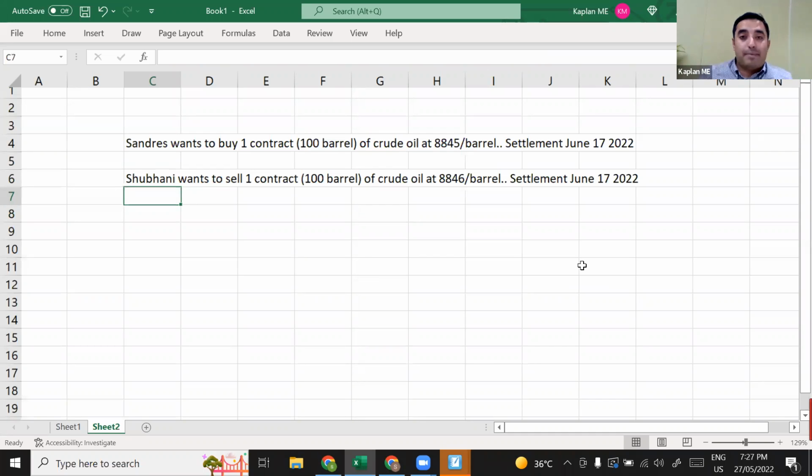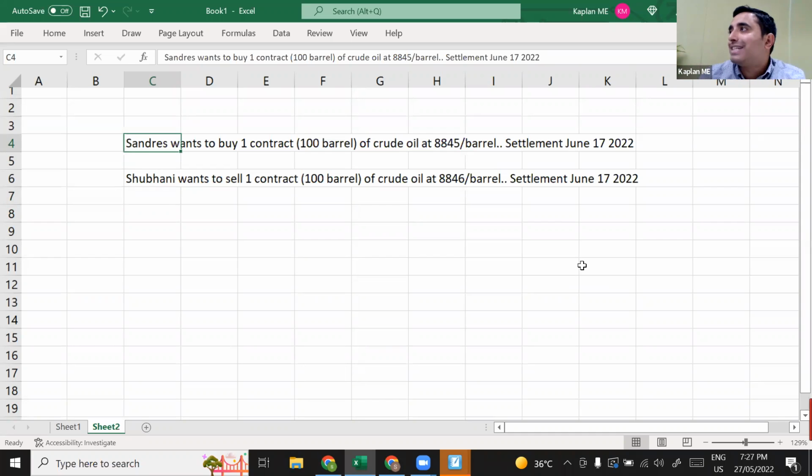Clear? Now, what will happen? Will the trade go through? No. Why? Sanders wants to buy at 8845. Shubhani wants to sell at 8846. The trade is not going to go through. Someone has to come down or come up. So either Sanders has to agree to 8846 or Shubhani has to agree to 8845. Is it clear?